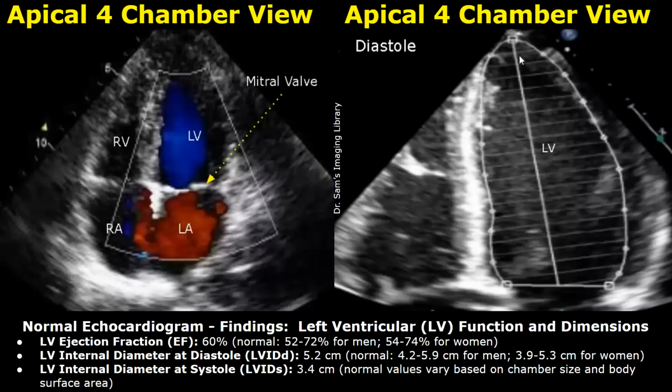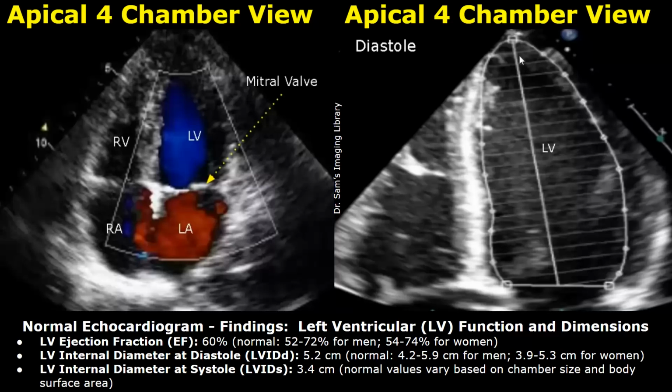These are the findings for this example. You can start writing with the left ventricular function and dimensions. The first parameter is left ventricle ejection fraction, EF. Here it is 60%, that is normal. In the brackets, the normal values are written. It is between 52 and 72% for men and 54 to 74% for women.